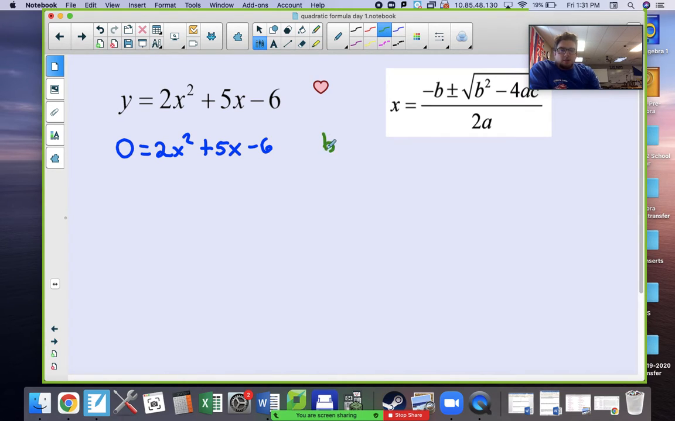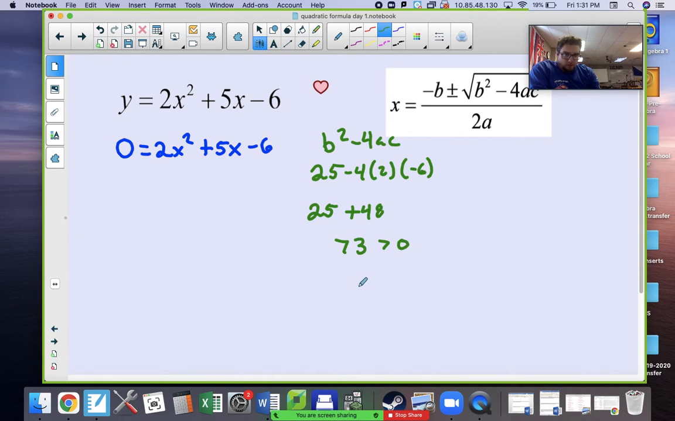Check our discriminant, b squared minus 4ac. So b squared is 25. We get minus 4 times 2 times negative 6. So that's 25. Negative 4 times 2 is negative 8. Negative 8 times negative 6 is positive 48. Add that together and we get 73, which is greater than 0. 2 real roots. Time to use the quadratic formula.